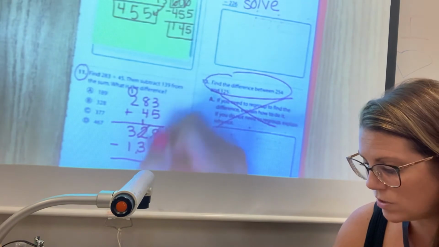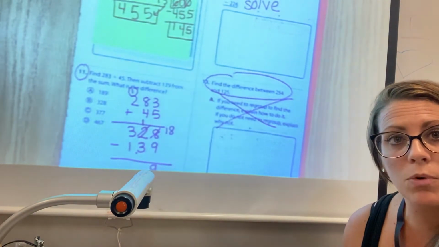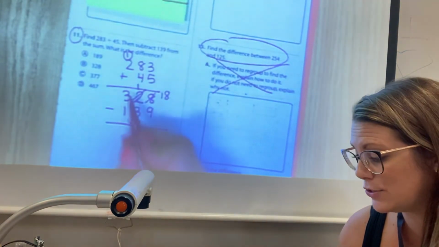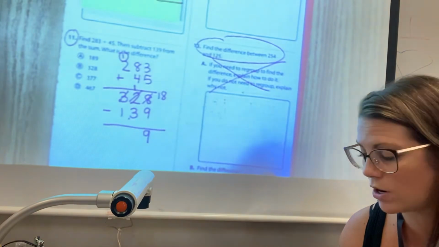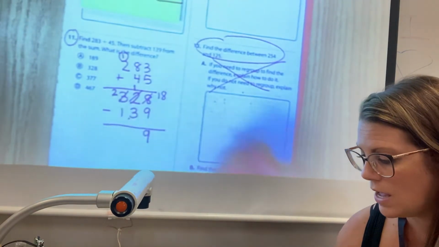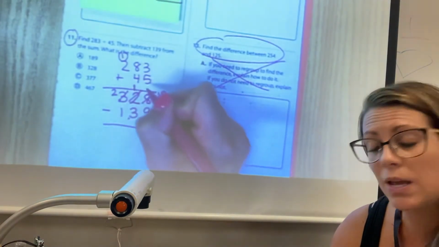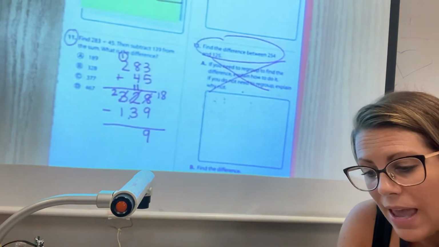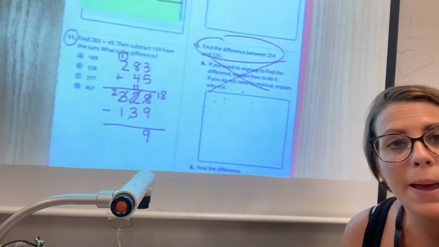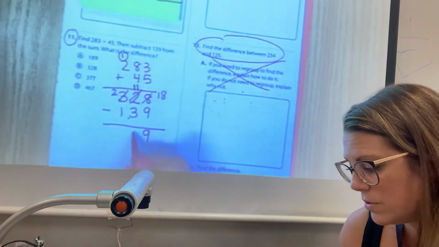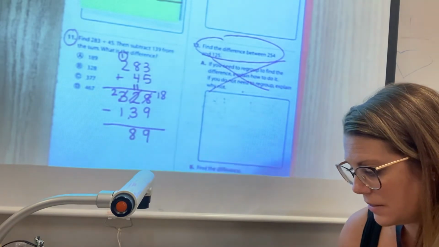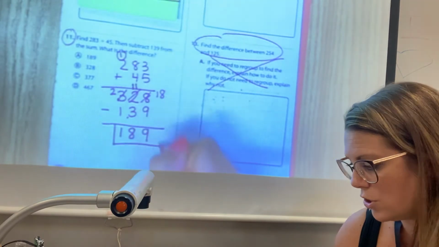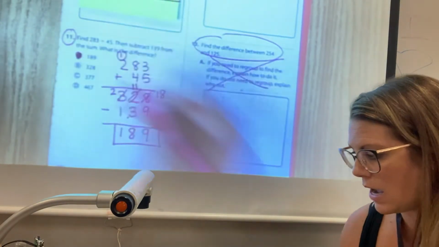Then we go over to the tens place. More on the top or more on the floor? There's more on the floor. So again, we have to go next door and get 10 more. The 3 turns into a 2. And the 1 turns into an 11, right? So now we have 11 minus 3, which equals what? 8. And then 2 minus 1 equals 1. So you should have gotten 189.